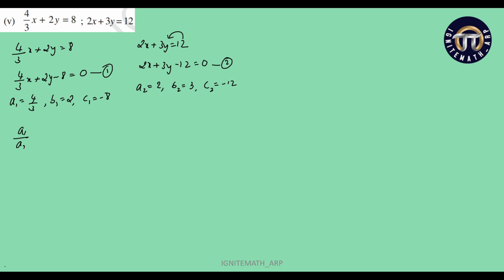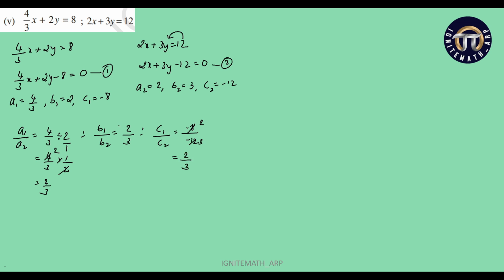So a1 by a2, that is 4 by 3 divided by 2. So 4 by 3 into 1 by 2, because it is 2 by 1 I have to take the reciprocal. 2 1s are 2, 2 3s are 6, I'll get it as 2 by 3. Now I will find out b1 by b2, that is 2 by 3 directly. Then c1 by c2 is minus 8 by minus 12. The minus will get cancelled. 4 2s are 8, 4 3s are 12. So I get it as 2 by 3.